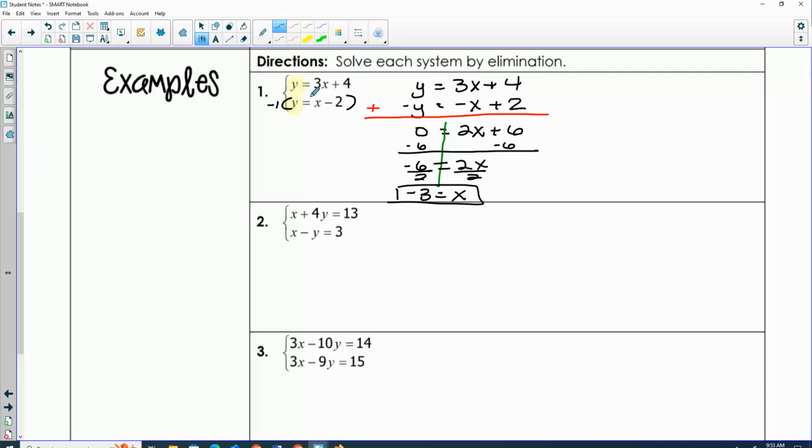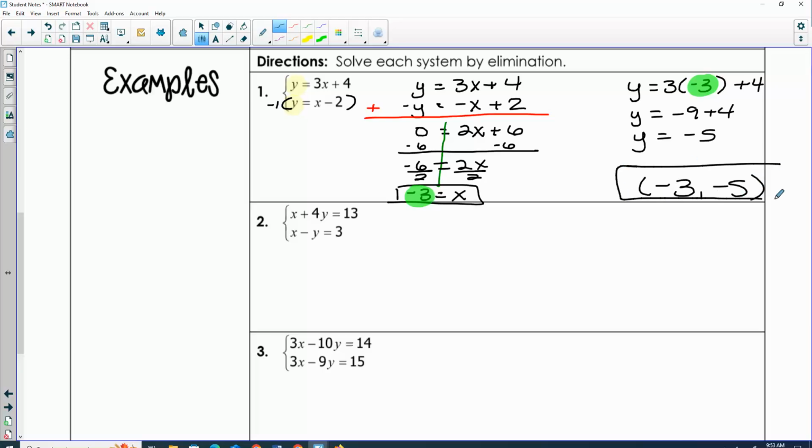Once I have x, we can plug that back into either original equation. So if I go with the first one, y equals 3 times x, but my x is -3, plus 4. So I just substituted this into the first equation. So -9 plus 4 is -5. So my answer, x comma y, is -3, -5.